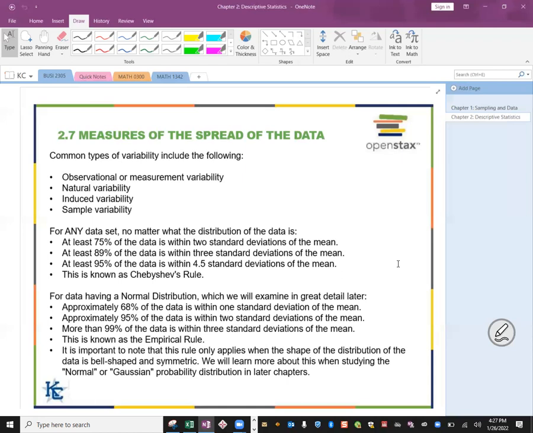And then there's induced variability. So that is like your treatment or your placebo, right? We want to induce a variable a lot of times. So that's the variable of interest. And so that would be like your treatment. And then sample variability happens when you have multiple samples, right? So if I took several different samples, it's very unlikely that I get the exact same data from several different samples, right? So we would want to account for that as well.